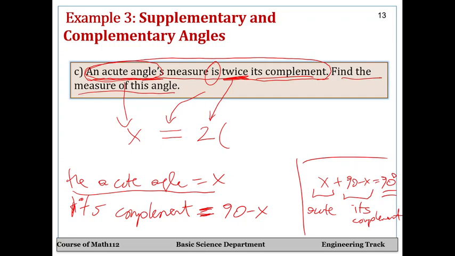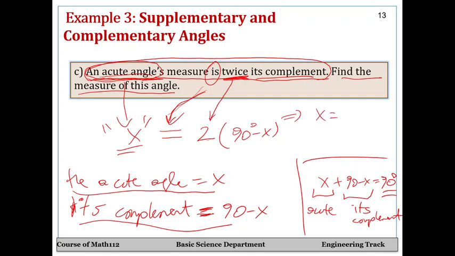Okay, now let's use this information. The acute angle measures x, so call it x, and its measure is equal to twice its complement. Complement means 90 minus x. So then we'll find the x value. Now we can solve this equation.